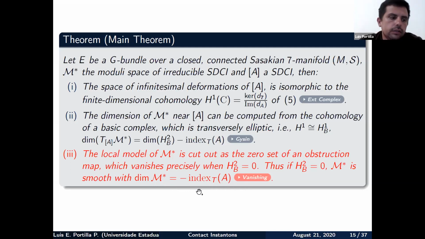Okay, I'm just going to give a sketch of the proof of this theorem. For details, I can refer you to my work on arXiv or my PhD thesis. The sketch of the proof is the following.